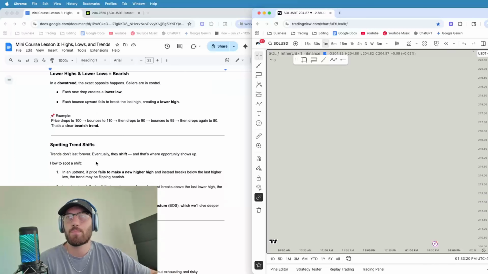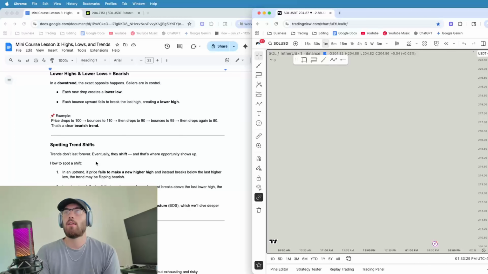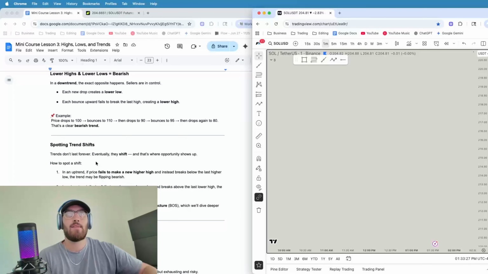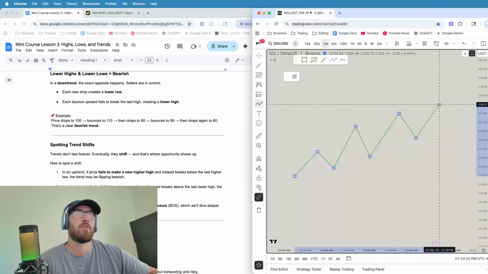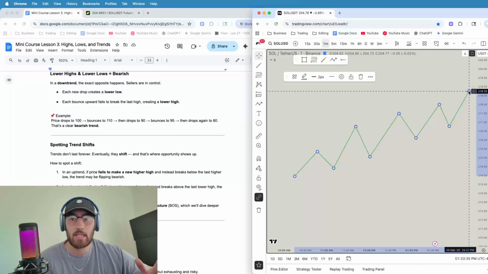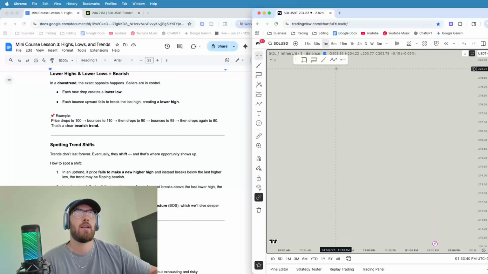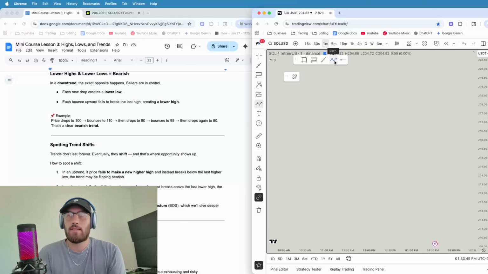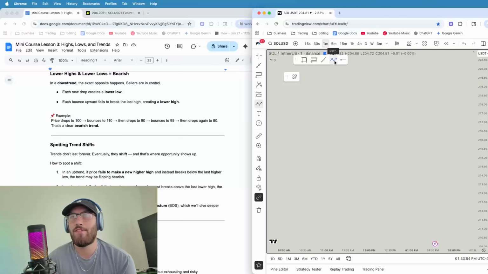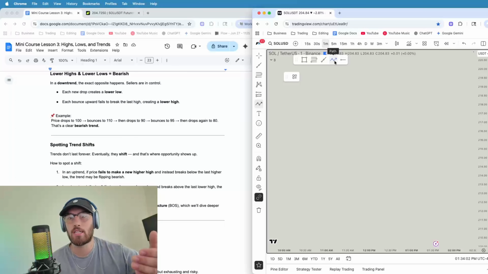Now that we know the three ways the market can move, we have to talk about spotting trend shifts. Because obviously in a perfect world, we would just be in a constant trend in the same direction all the way up and we would all be millionaires. But unfortunately, that's not how it works. So we have to be able to find how to spot a trend break. Trends don't last forever. This is how we spot them. In an uptrend, if price fails to make a new higher high and instead breaks below the last higher low, the trend may be flipping to the bearish side or a range.